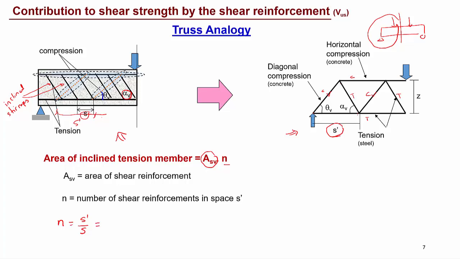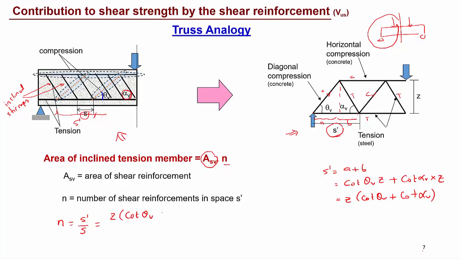Now, if we look into this figure and take the vertical line here, S dash is the summation of A plus B, where A is the first distance and B is this distance, which can be represented as cot alpha V multiplied by Z. So S dash is Z times cot theta V plus cot alpha V. Now plugging it back here, N is that divided by S. So N stands for the number of stirrups within the distance S dash here.